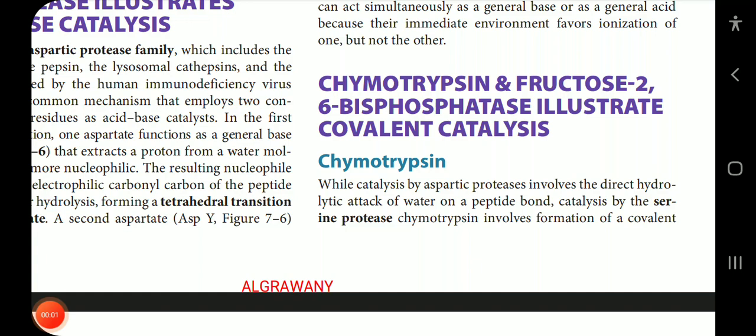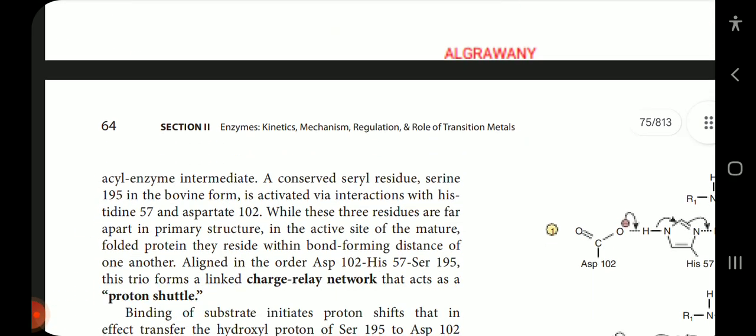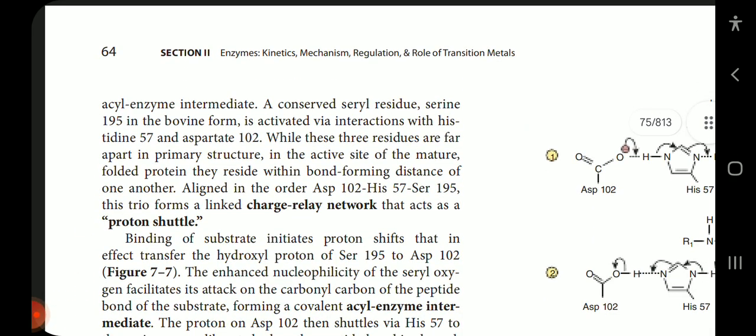So, continuing with the chapter Mechanism of Action of Enzymes, comes the topic: chymotrypsin and fructose 2,6-bisphosphatase illustrate covalent catalysis. Chymotrypsin. While catalysis by aspartic proteases involves the direct hydrolytic attack of water on a peptide bond, catalysis by the serine protease chymotrypsin involves formation of a covalent acyl enzyme intermediate.